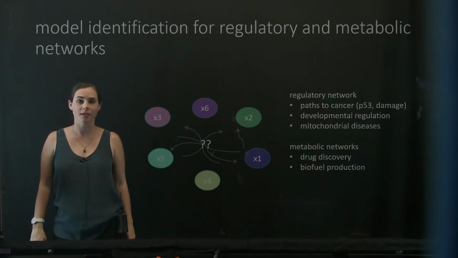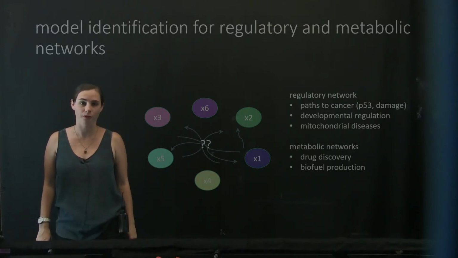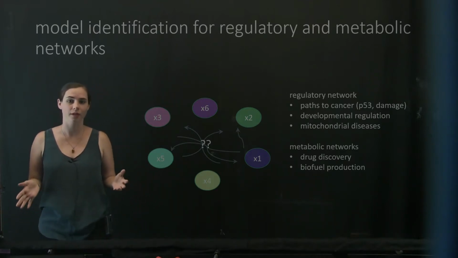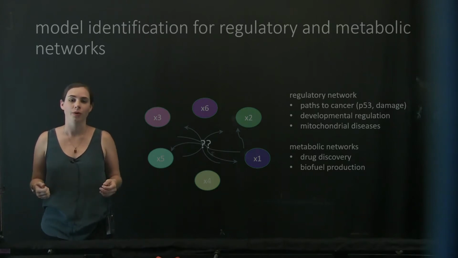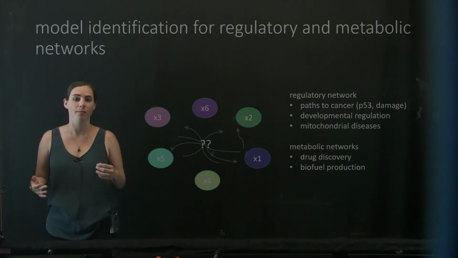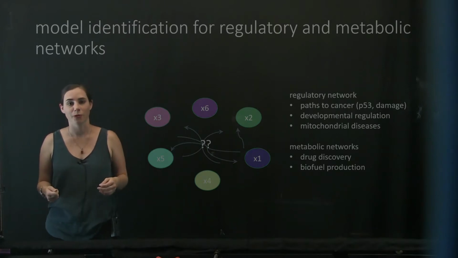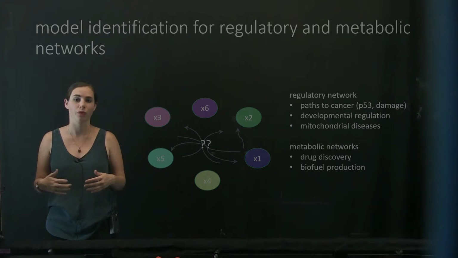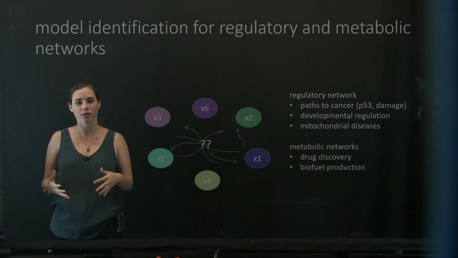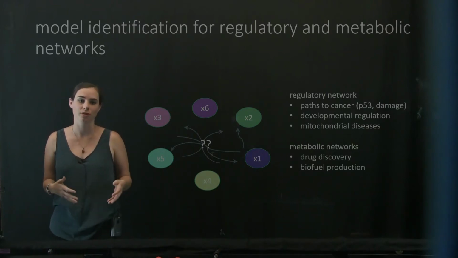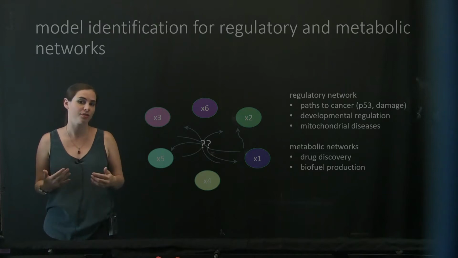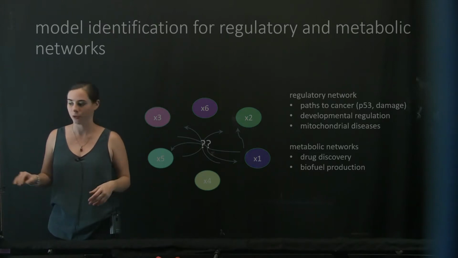So I'm very interested in using methods to identify the underlying model for regulatory and metabolic networks. Regulatory networks are, generally speaking, the networks that drive decision-making in cells. If these decision-making networks break down, this can lead to problems like paths to cancer, or developmental problems, or mitochondrial diseases. I'm also interested in metabolic networks, which are the networks that control all of the chemistry done by a cell. In particular, I'm interested in how both understanding and being able to control these networks could lead to drug discovery, or essentially hijacking the network in order to make different high-value products that we're interested in making in bacteria. So for example, biofuels.